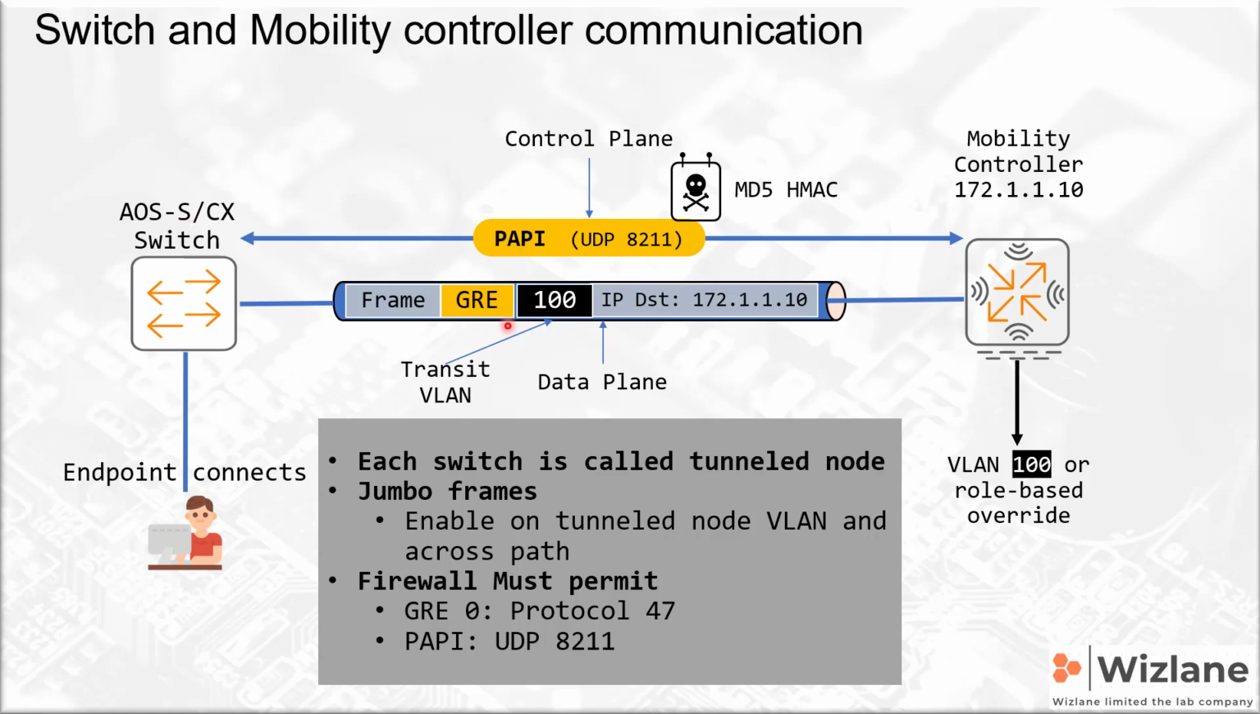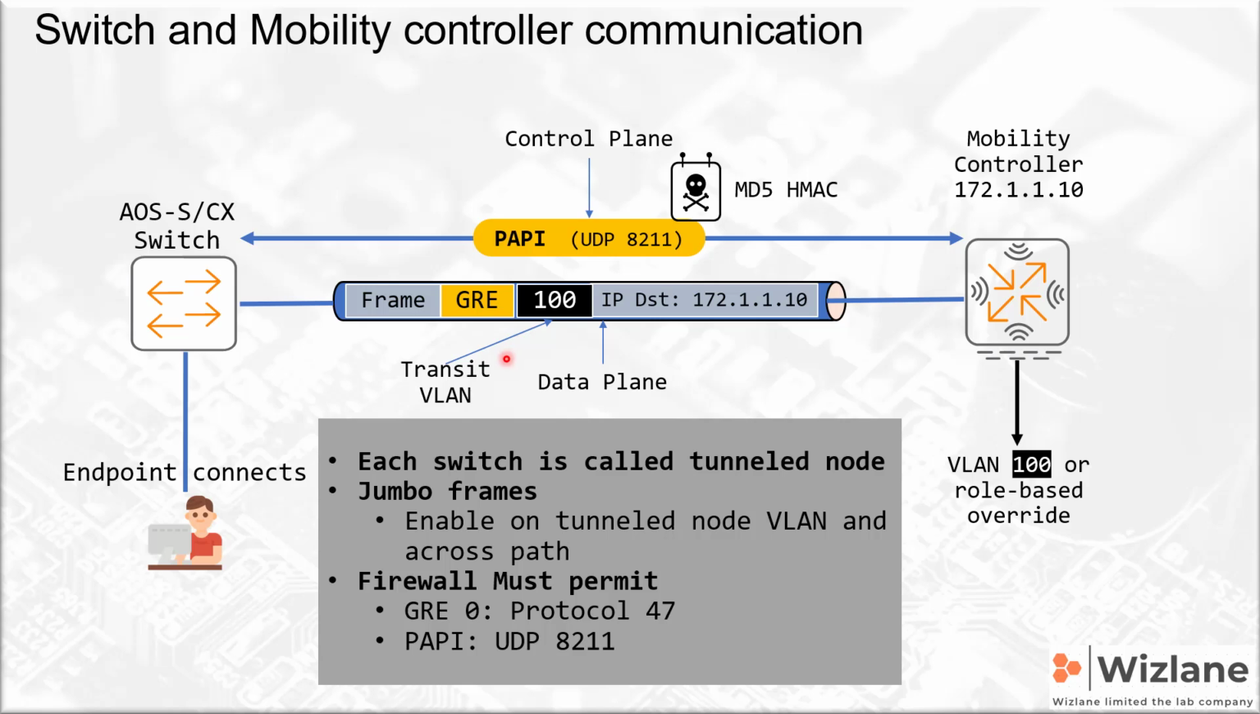We have two types of tunnels in this case. We call it the control plane tunnel, which is the PAPI tunnel, and it's well known in Aruba as UDP, which is the same form of control plane that is used in the case of access points as well. So UDP port 8211, obviously this port has to be allowed if there's any firewall. So that's the control plane tunnel, and they will form what's called the data plane tunnel, which is a GRE tunnel. And the destination for that tunnel will be the IP address of the mobility controller or the gateway.